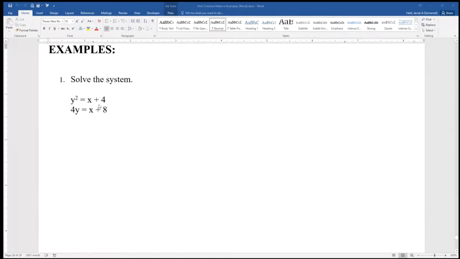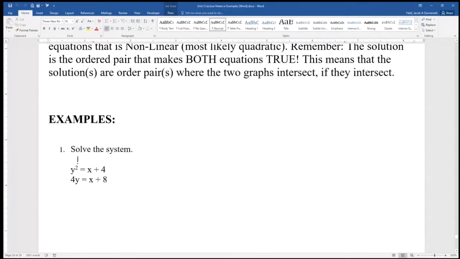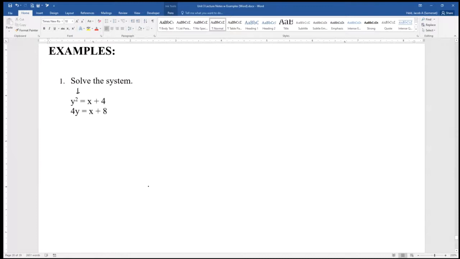We want to solve the system here. So we have 2 equations. One of them has a squared on it, so that means it's a nonlinear system, as we would expect. We need to pick one of these equations and solve for one of the variables, and you can do either one. The same kind of notes apply. If there is a variable already by itself, use that one. If a variable doesn't have a coefficient on it, then use that one.